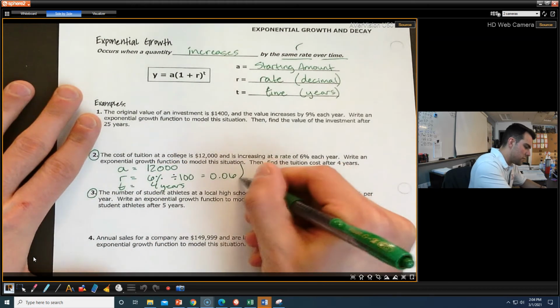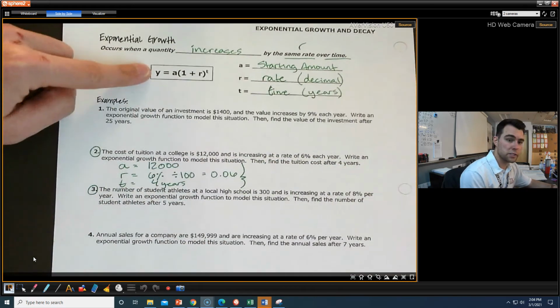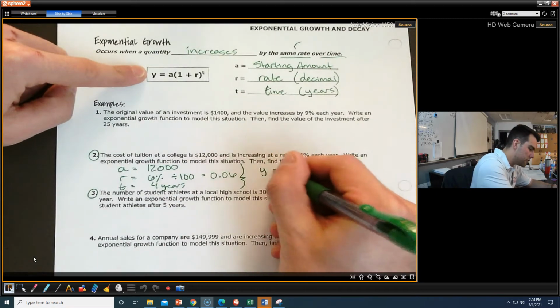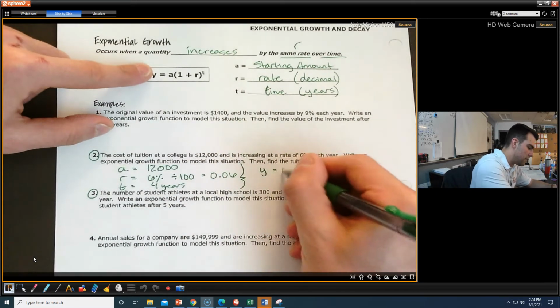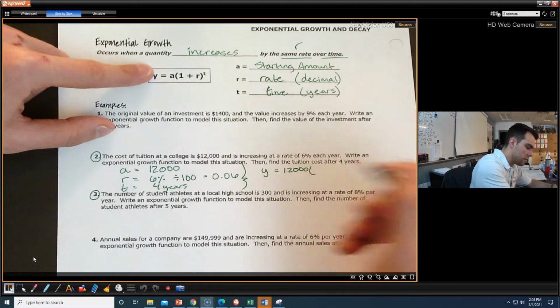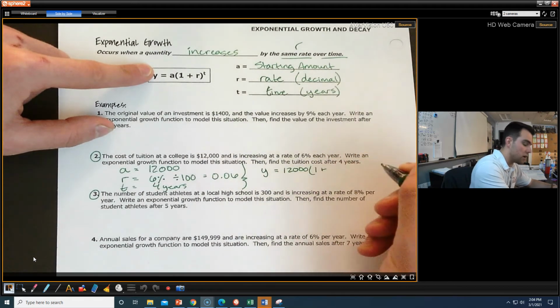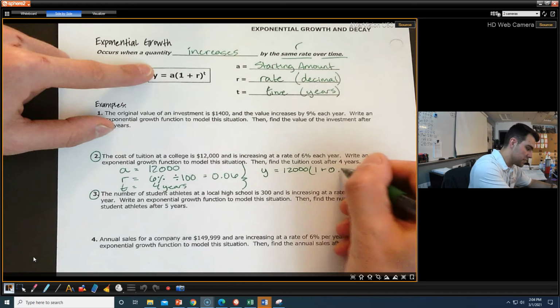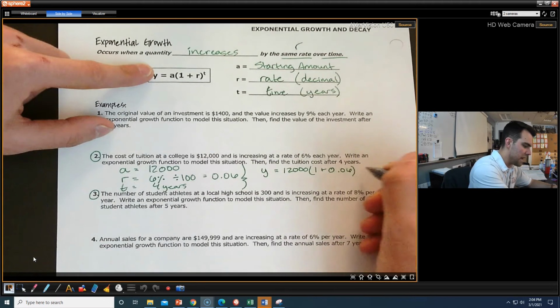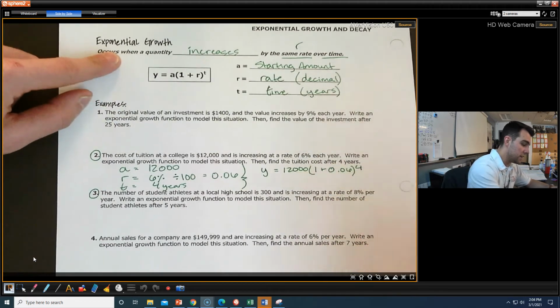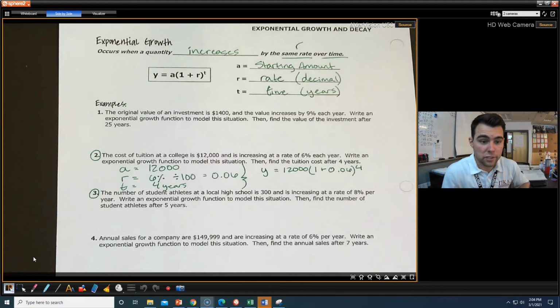Okay, so putting all this together, we're going to use this function. The y equals, the a is now 12,000, parentheses 1 plus our r, which is 0.06, and it's raised to the t power, or the 4th power in this case. And that's all there is to it. So that's part of it, write an exponential growth function to model this situation. There it is. Okay.